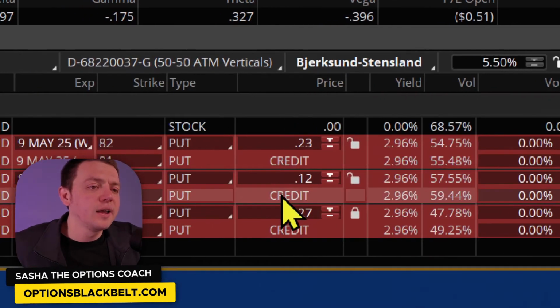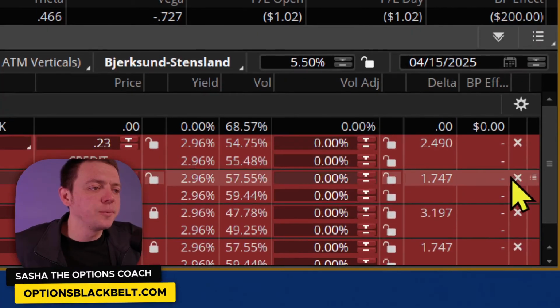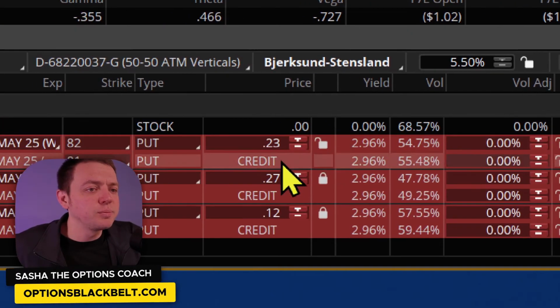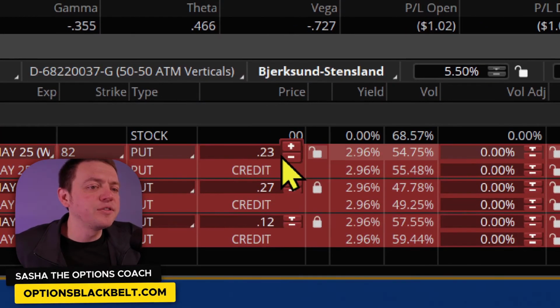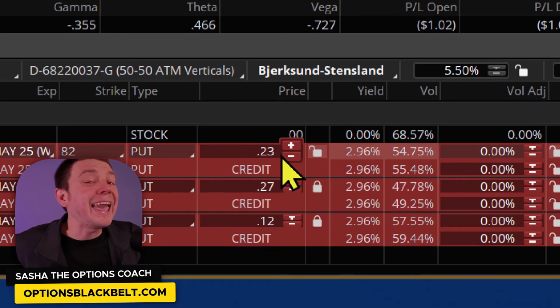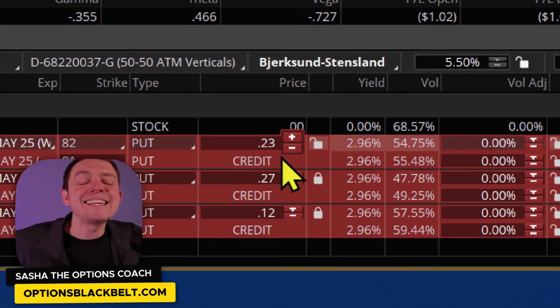So take a look at the difference between those two. So if we get rid of this one right here. So between $23 and $27, I'm making a few dollars less on that one, and I'm risking more, but my chance of success goes up.